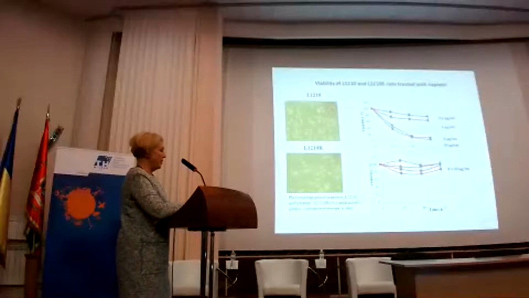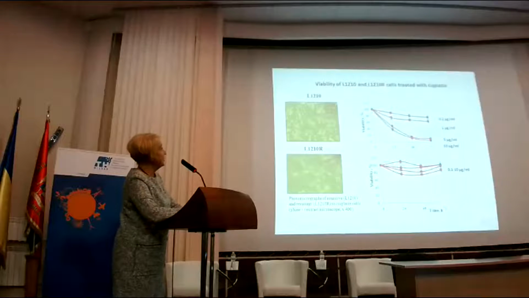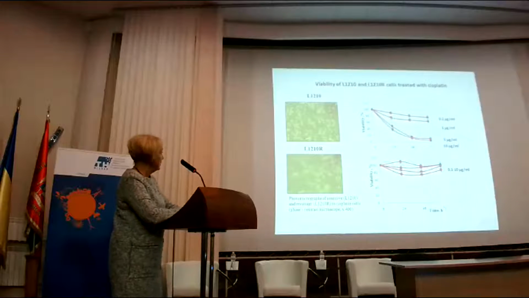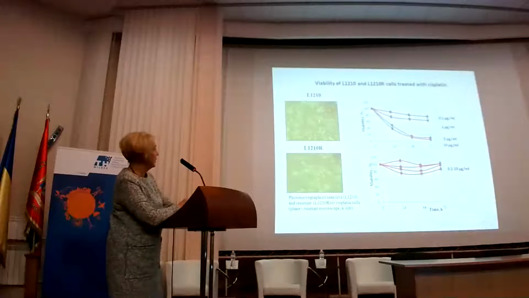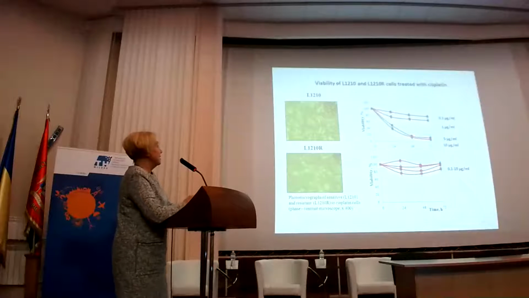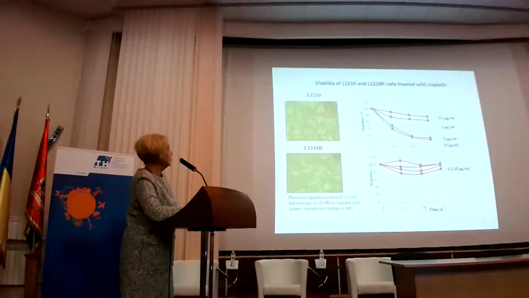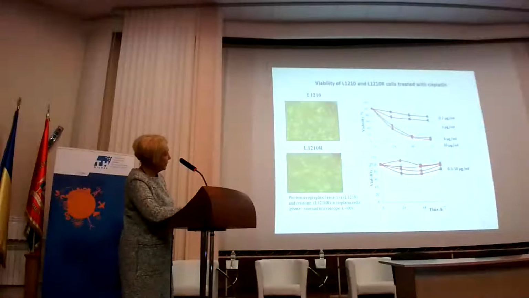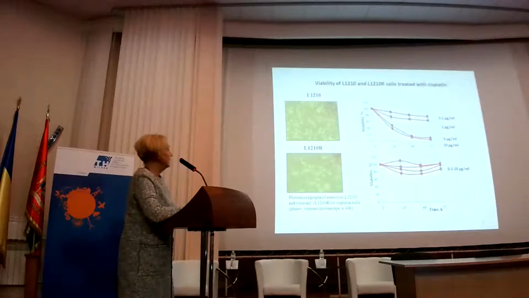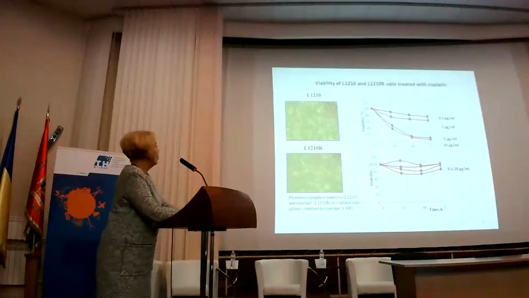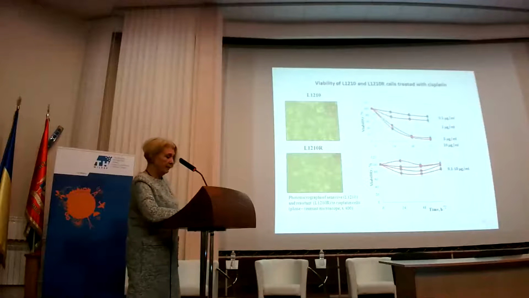In this experiment, we use two kinds of cells. This is sensitive to anti-cancer drugs, and this is resistant. They differ in their morphology, and they differ in their sensitivity. You see that normal sensitive cells die even at 1 microgram, while no answer of the resistant cells can we observe.